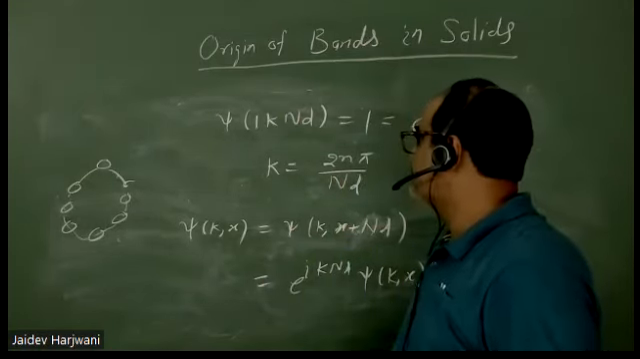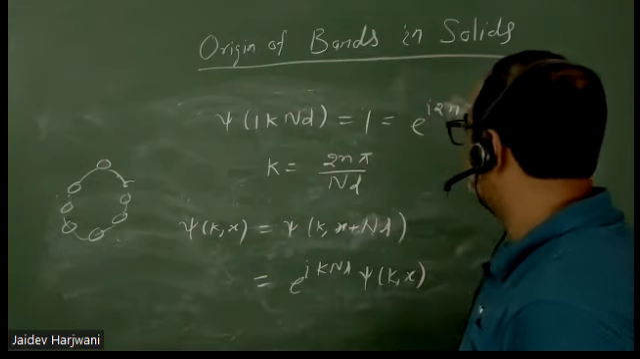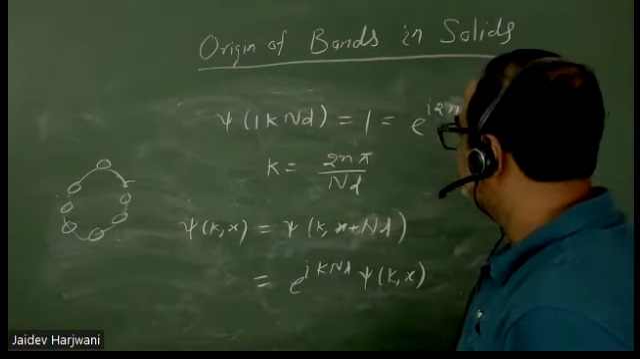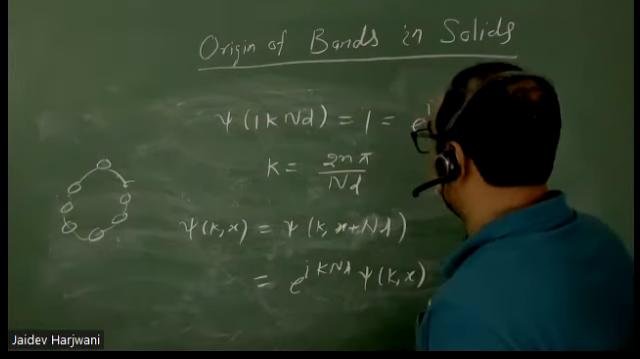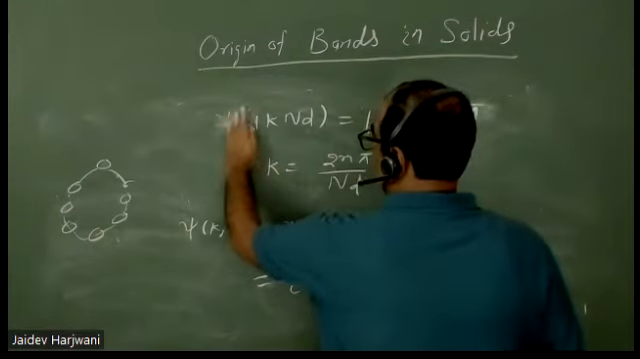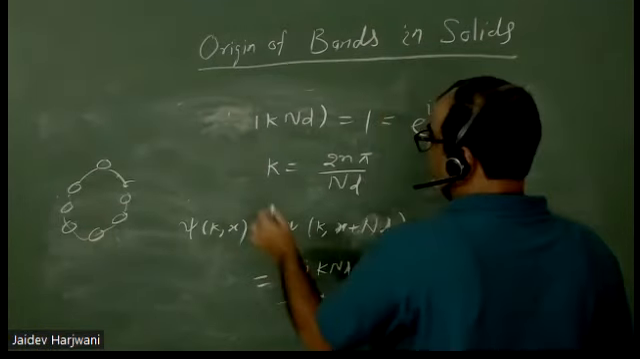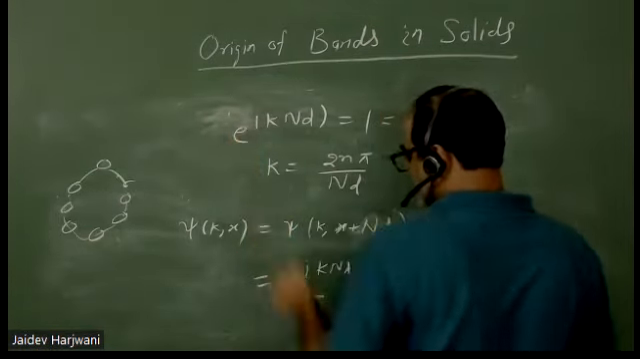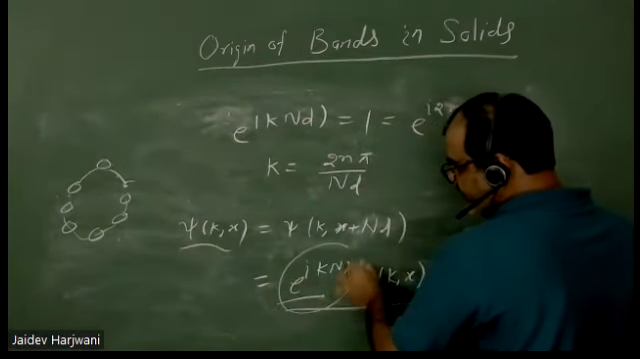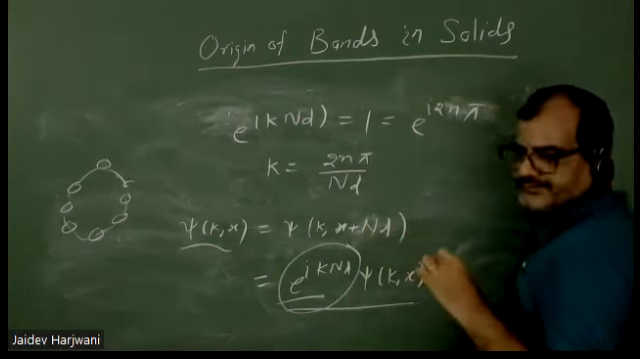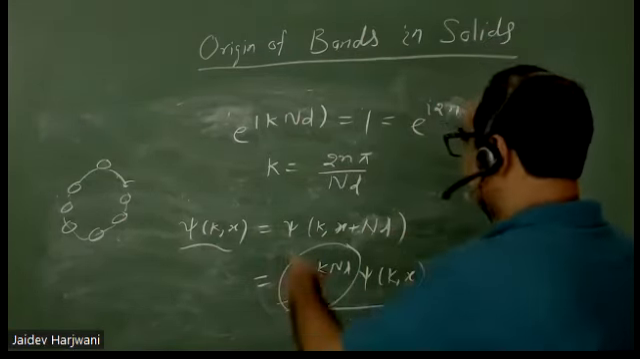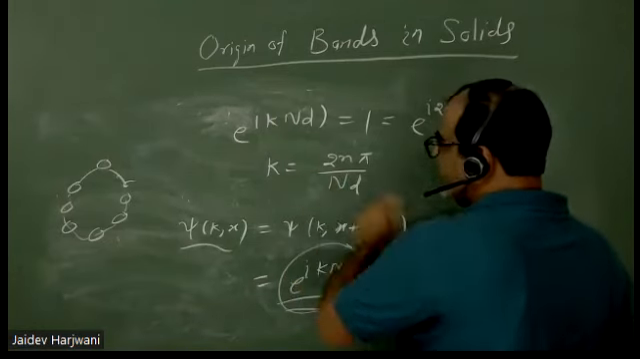Alok, what is e power i k n d? It is e power i k n d, these two functions are same, so this should be equal to 1, right? Yes, sir. Okay. So e power i k n d equal to 1, and this will give me k value 2 n pi upon n d.